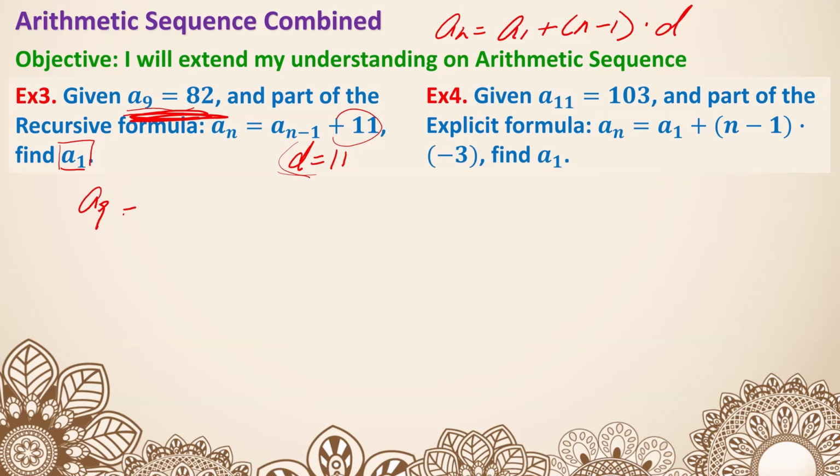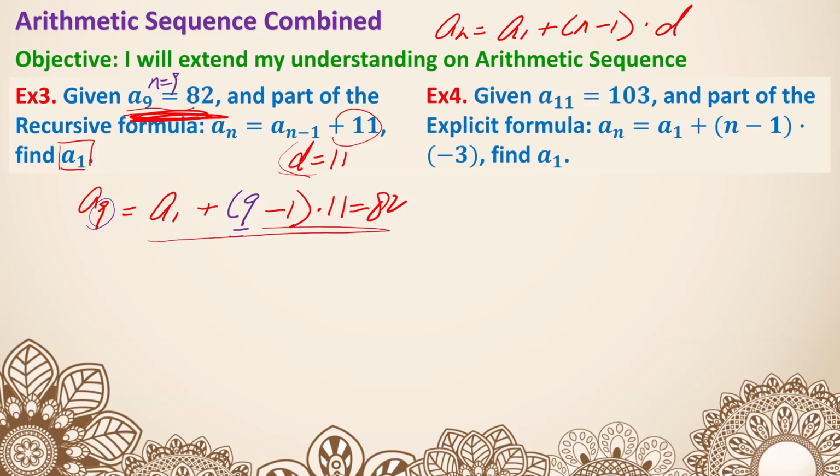So a sub 9 would be a sub 1 plus, because this is not n anymore, it's actually a 9, so that means we can use n as 9. This basically tells you that n now is 9. So a sub 9 equals a sub 1 plus 9 minus 1 times my d, which is 11. And that equals 82. So you see we're using the explicit formula because it can represent any specific term. And if you are given a specific term, we're just going to use that to represent.